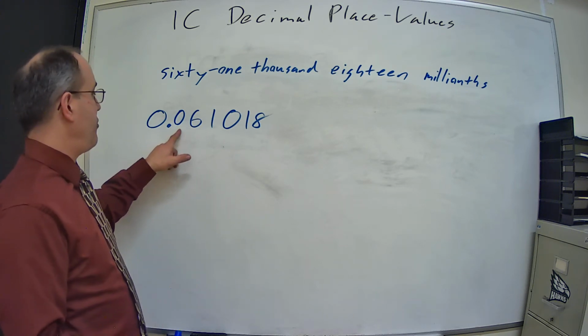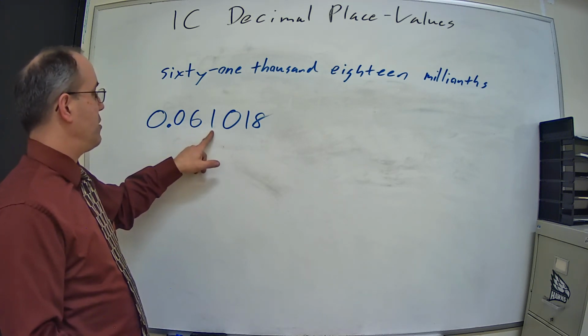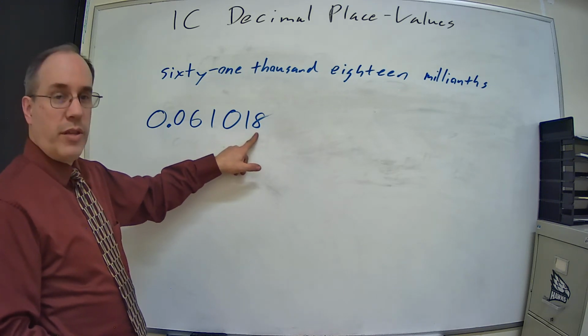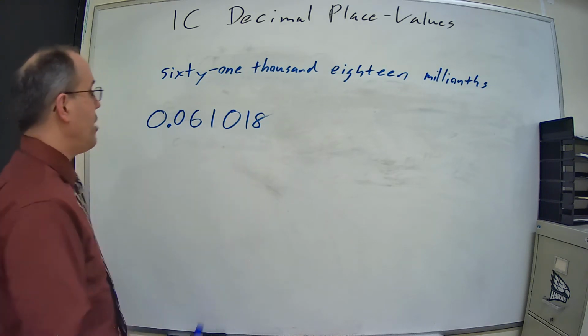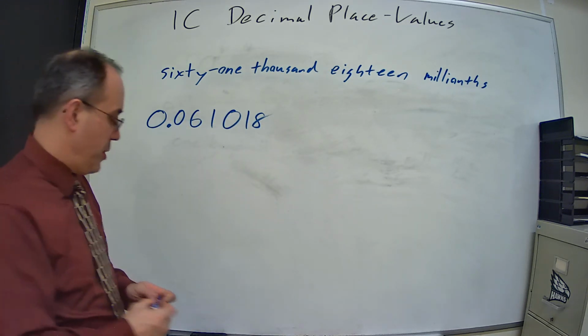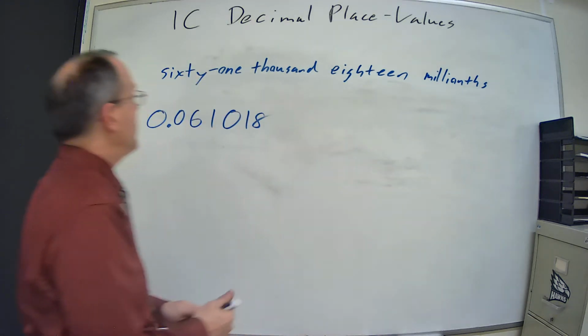So now I have tenths, hundredths, thousandths, 10,000ths, 100,000ths, millionths. Now another way you could do that, I kind of threw that in there and then had to fill in this place. You can do something like this.